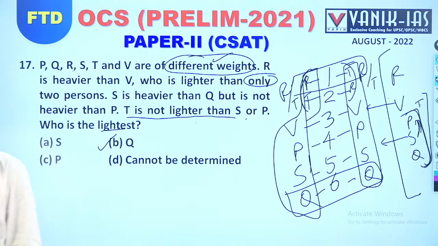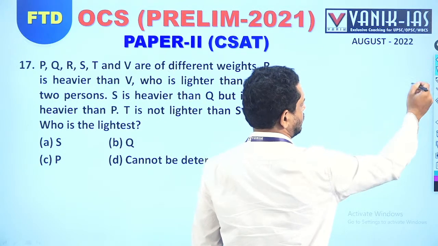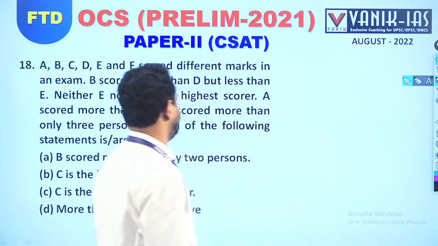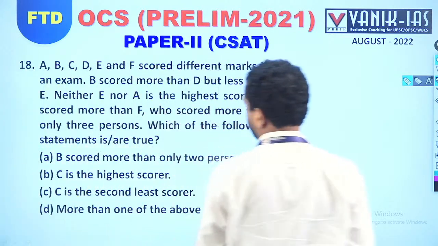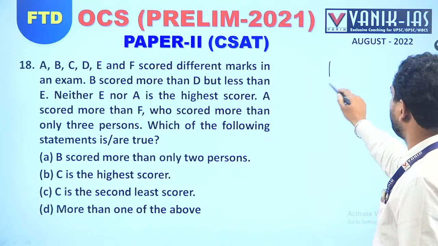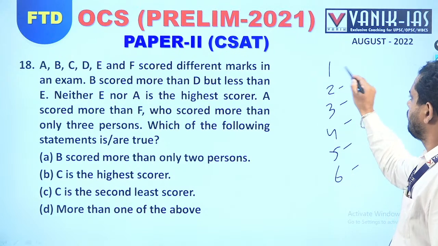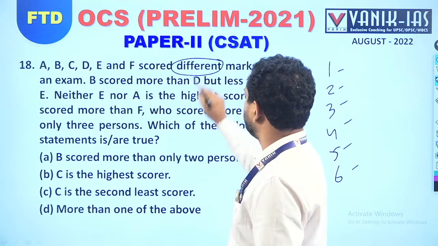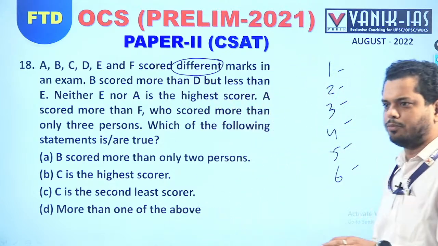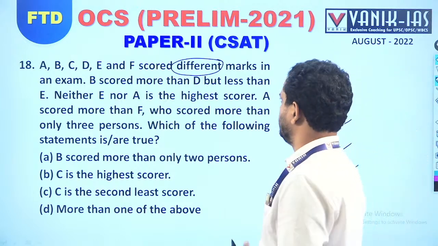Now question number 18 is also from the reasoning segment, and the question is also from the order side. A, B, C, D, E, F. Total number of persons is 6. 1, 2, 3, 4, 5, 6. Different marks. This word is so important because we cannot put any person in the same position twice. It means every position will differ from each other.